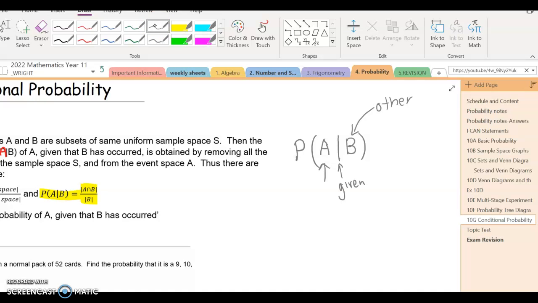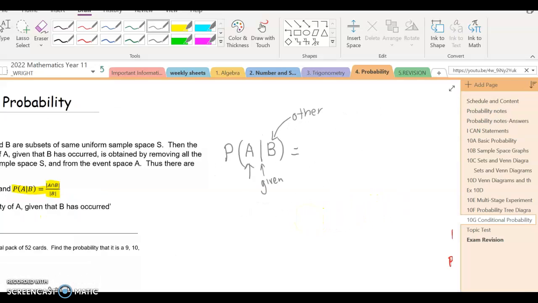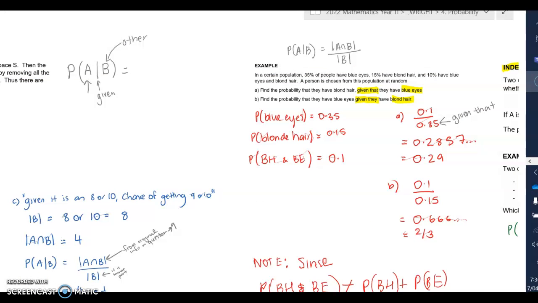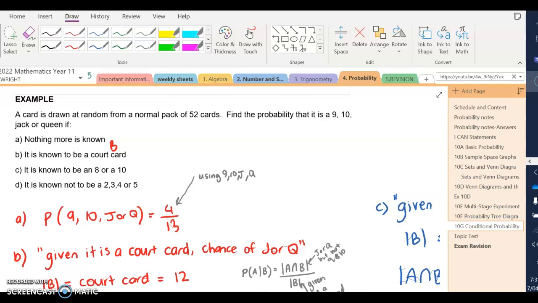There's a little formula that we use to work out this. The formula that we use to work out the probability of A given B is the probability of A and B, or A intersection B, over the probability of B. So we're going to have a look at some questions working out what the probability of A and B is and the probability of B is, and seeing how that can help us work out what A given B is. And here's our first example from your booklet.